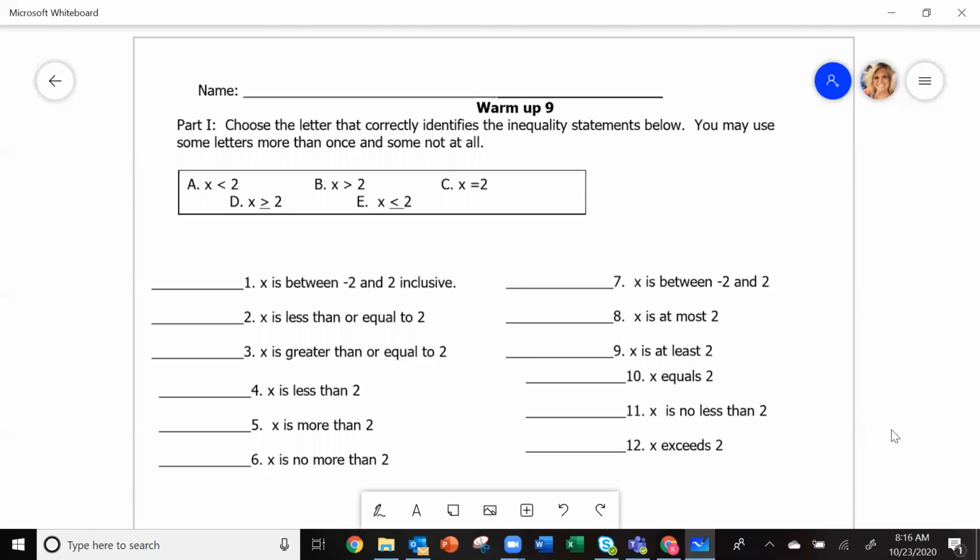We're going to work on warm-up 9. Let me pull this up. Warm-up 9 is a review of inequalities. So what I need you to do is take a minute and pause the video, and you can go through and try and answer these questions. Make the best guess possible, and then come back and see how you do.